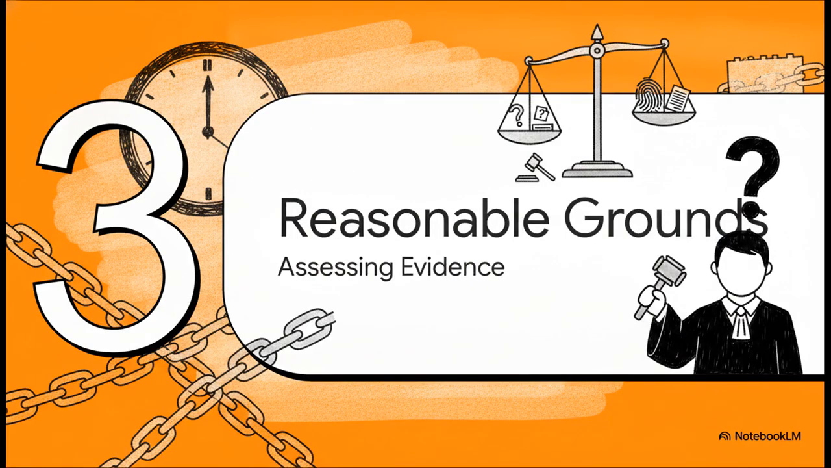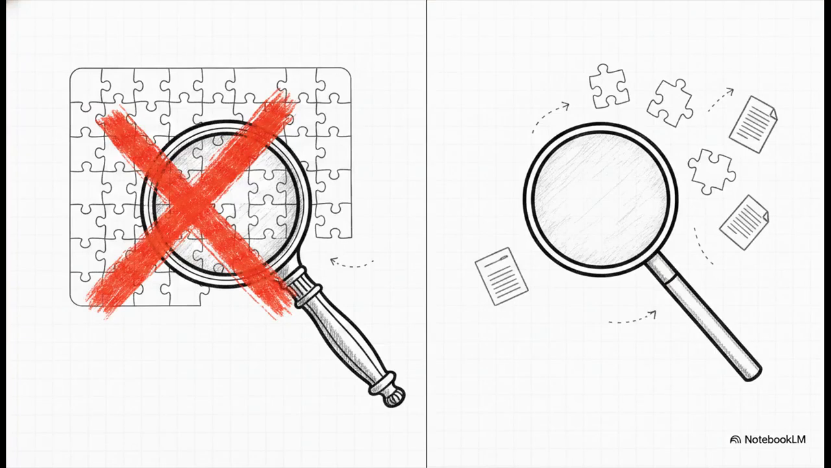All right, Section 3, assessing reasonable grounds. So if a charge crosses that 10-year mark, how in the world does a judge figure out guilt when a trial hasn't even happened yet? This is absolutely vital to understand. Reasonable grounds does not mean proof beyond reasonable doubt. That super high standard is strictly reserved for the actual trial at the very end of the whole process.